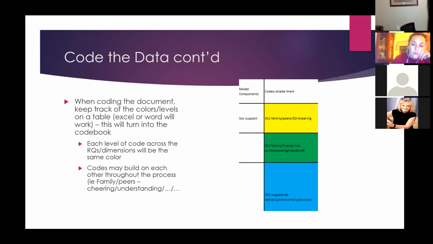And then each level of the code will be the same color. So for example, my research question 2 was social support. My research question 3 was adaptive coping or optimism. The level 1 code was also yellow. The level 2 code was green. The level 3 code was blue. And I have some examples of that to show you.